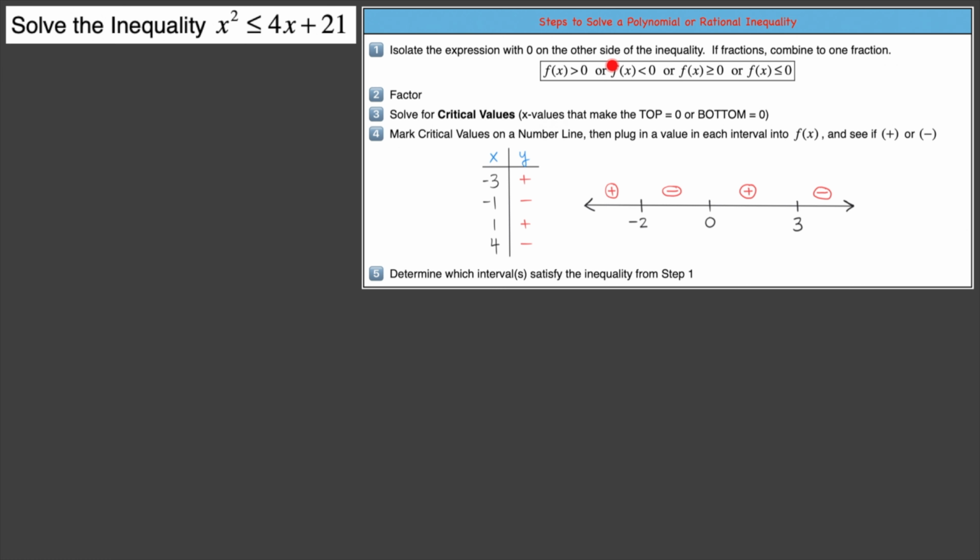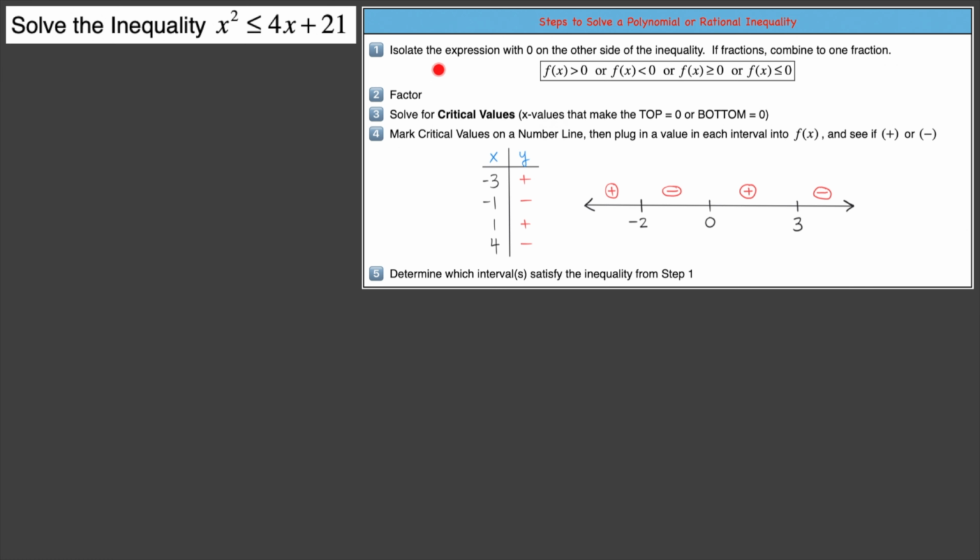This question says, solve the inequality x squared is less than or equal to 4x plus 21. So we have a polynomial and an inequality here, and we have a quadratic. So we can't just solve this normally like we would do an equation. So what are the steps for solving a polynomial inequality?